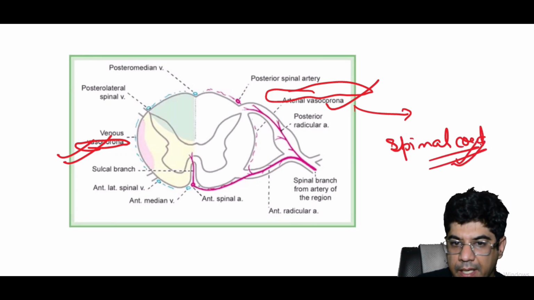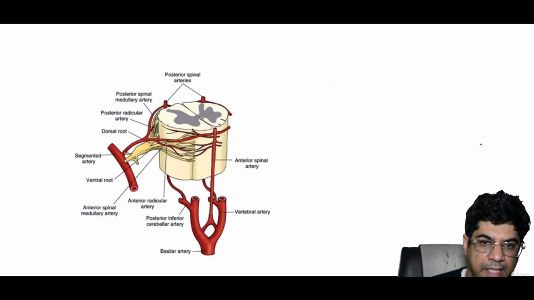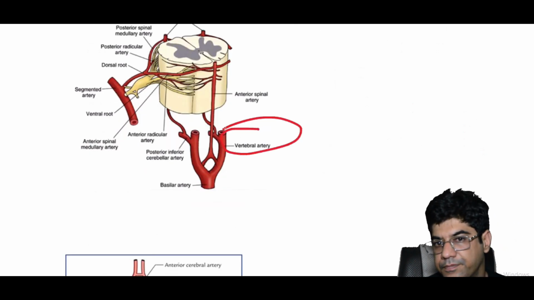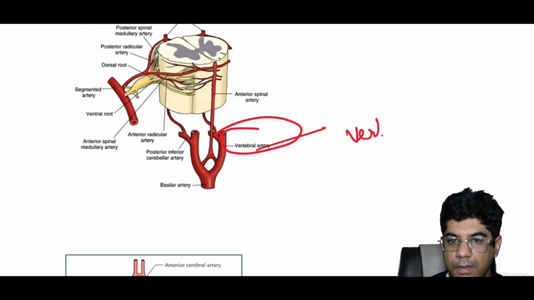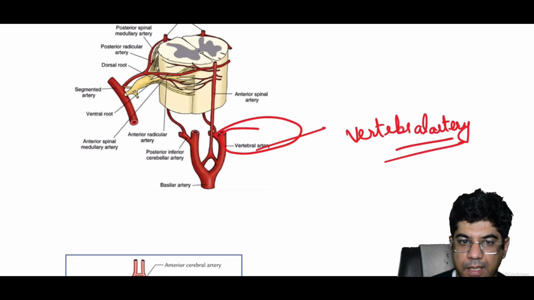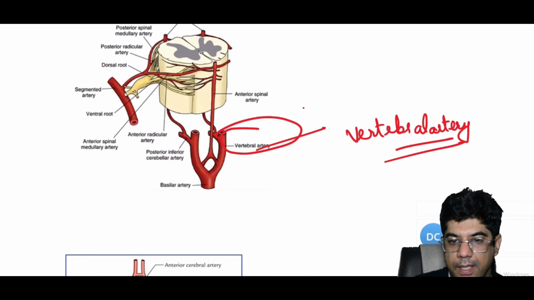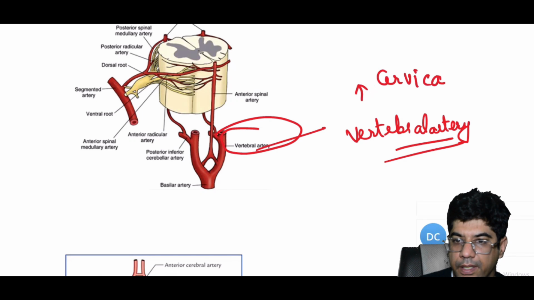So where do the spinal arteries originate from? Well, these spinal arteries, remember, originate from the vertebral artery. The main source of blood for the spinal arteries is the vertebral artery. The vertebral artery will provide blood to the anterior and the posterior spinal arteries, but this blood only reaches the cervical segment of the cord.